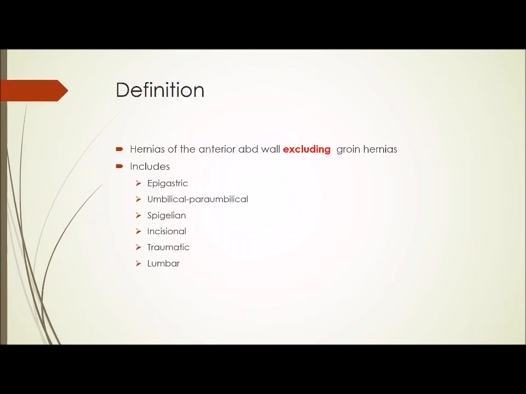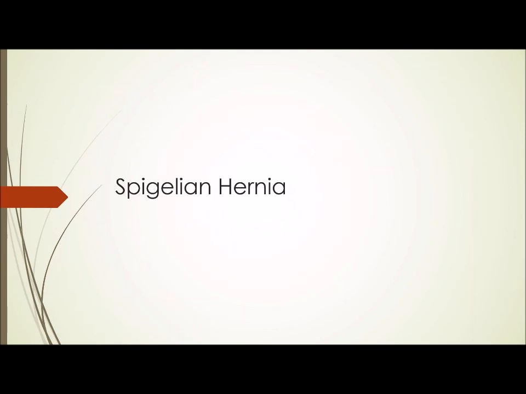Now what is a ventral hernia all about? Ventral hernias are basically defined as all hernias of the anterior abdominal wall, excluding the groin hernia. So you don't include the groin hernias in this. Once you exclude those, the rest of the hernias are considered ventral hernia. So top to bottom, right from the epigastrium down to the pubic bone, and laterally up to the spine, all of them would be considered ventral hernia, right?